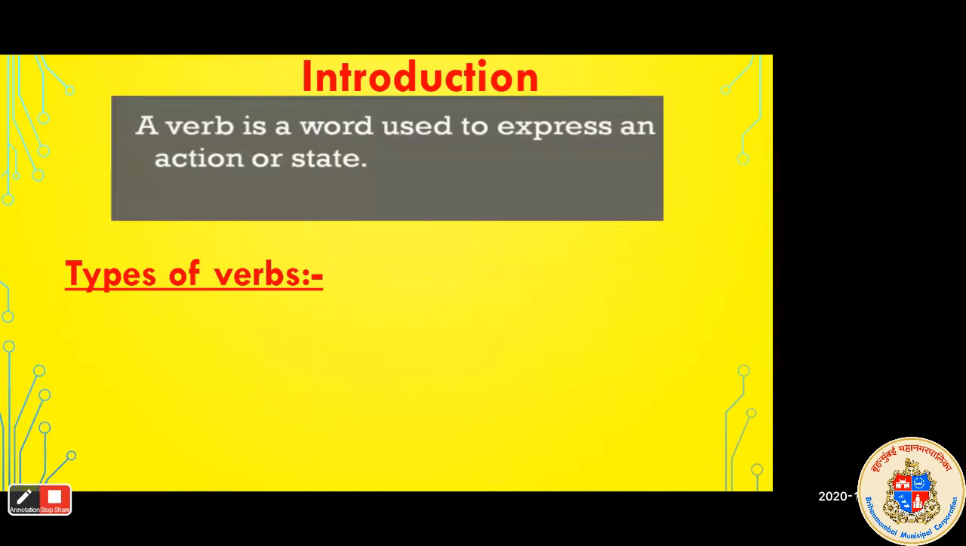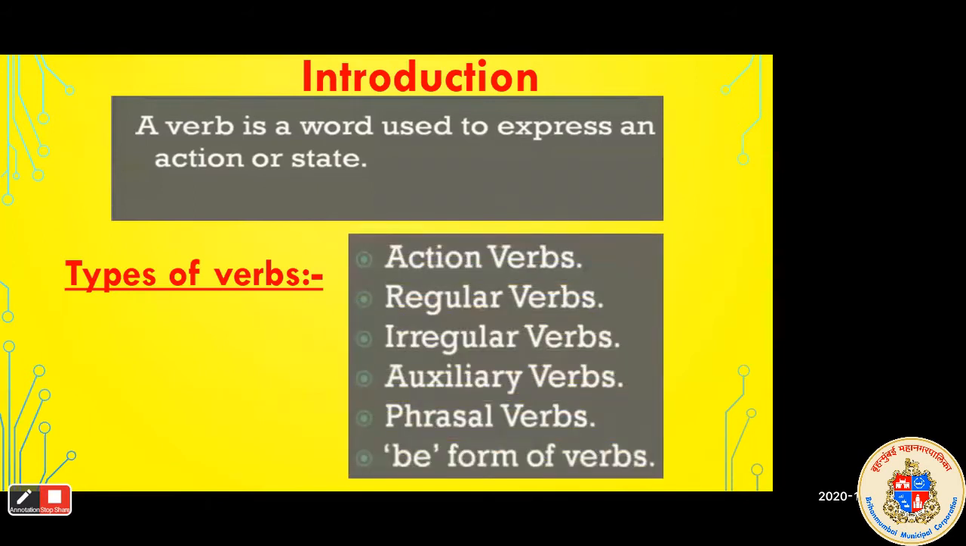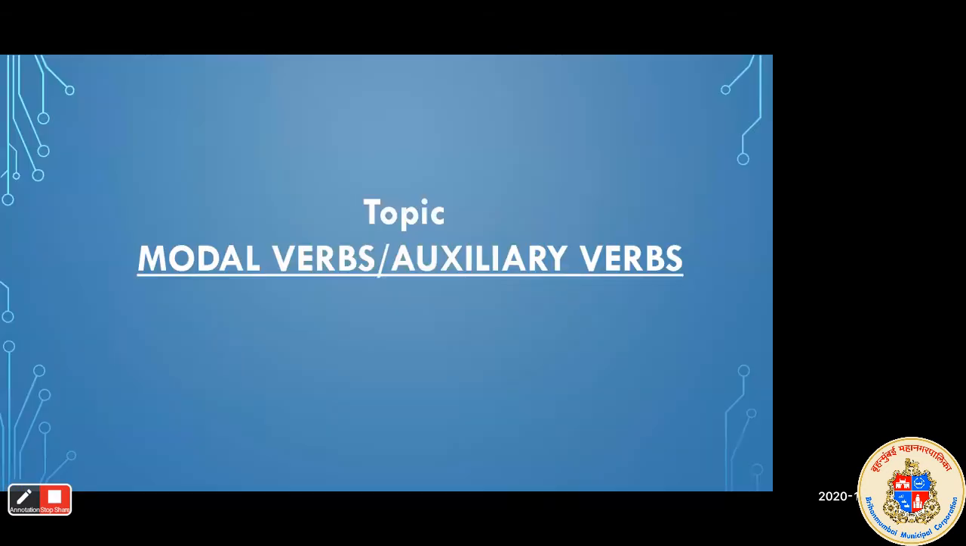So, there are some types of verbs. Here you can see action verbs, regular verbs, irregular verbs, auxiliary verbs, phrasal verbs, be forms of verb. All these are some types of verbs, and today we are going to deal with one type, that is auxiliary verbs or modal verbs. So our today's topic is modal verbs, or we also call these auxiliary verbs.